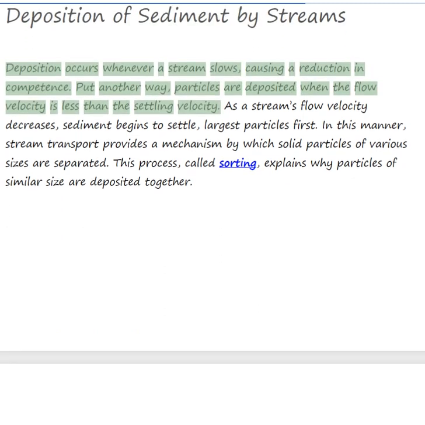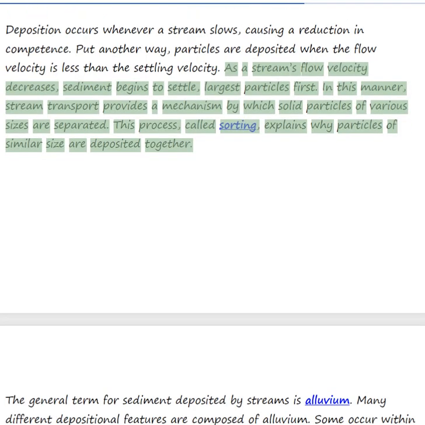Deposition of sediment by streams. Deposition occurs whenever a stream slows, causing a reduction in competence. Put another way, particles are deposited when the flow velocity is less than the settling velocity. As a stream's flow velocity decreases, sediment begins to settle, largest particles first. In this manner, stream transport provides a mechanism by which solid particles of various sizes are separated. This process, called sorting, explains why particles of similar size are deposited together.